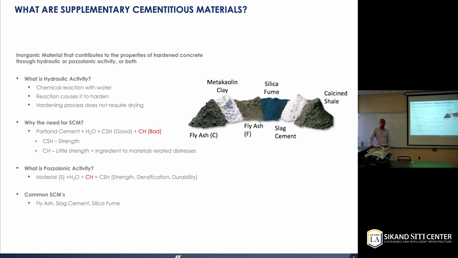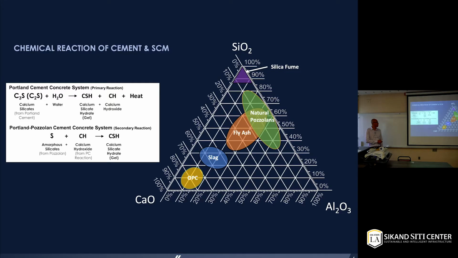So what we can do is add a supplementary cementitious material in the mix. Those materials are going to react with the bad stuff, the CH, and form more good stuff, CSH, calcium silicate hydrates. During this process, it's going to densify the concrete and increase its durability. The most commonly used SCMs, supplementary cementitious materials, are fly ash, slag, and silica fume. Those have been available on the market for a very long time.